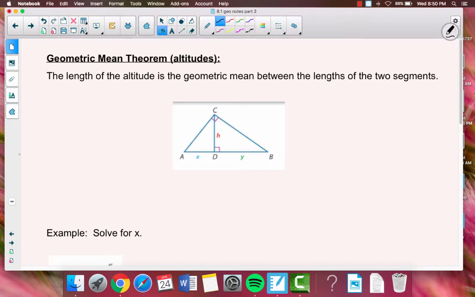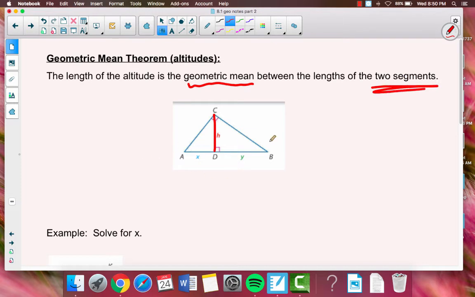Now that we are able to identify the similar triangles, hopefully that was pretty easy for you, now we're going to be using the geometric mean within these triangles. So the first part is our geometric mean theorem with the altitude. It says that the length of the altitude, remember altitude starts at an angle and comes straight down to make a right angle, so here's our altitude, is the geometric mean between the lengths of the two segments.